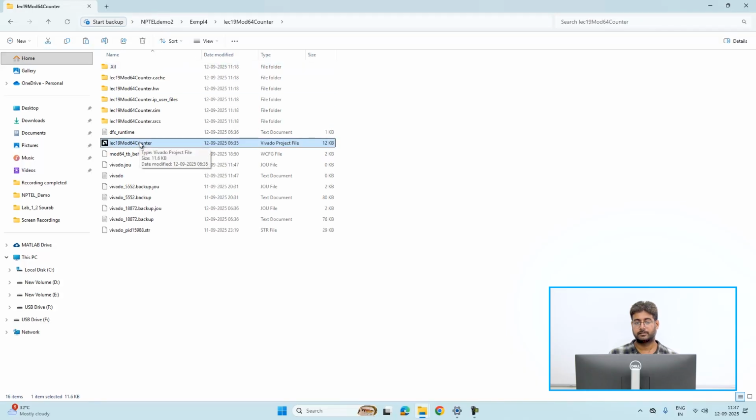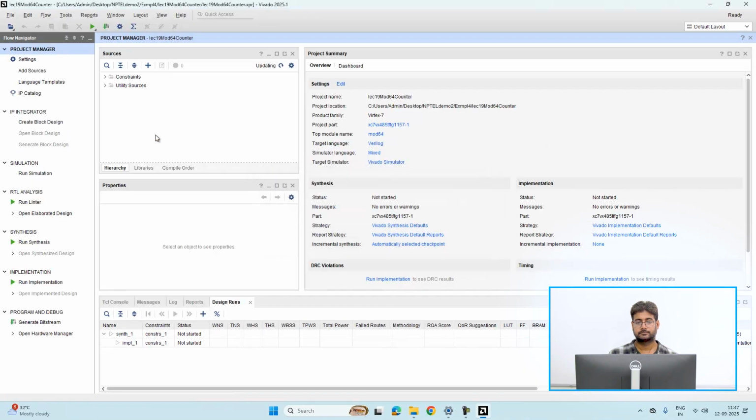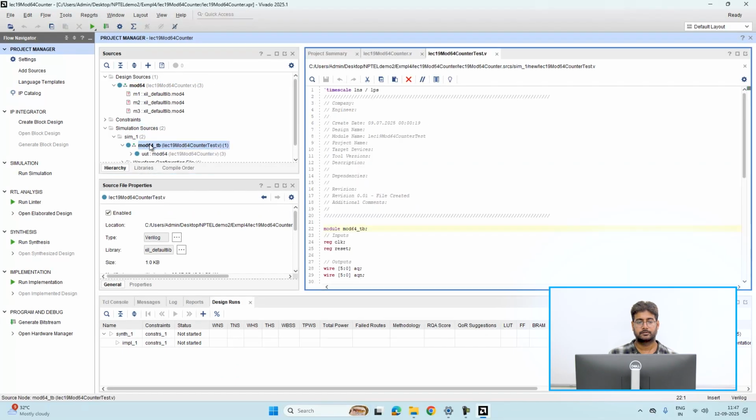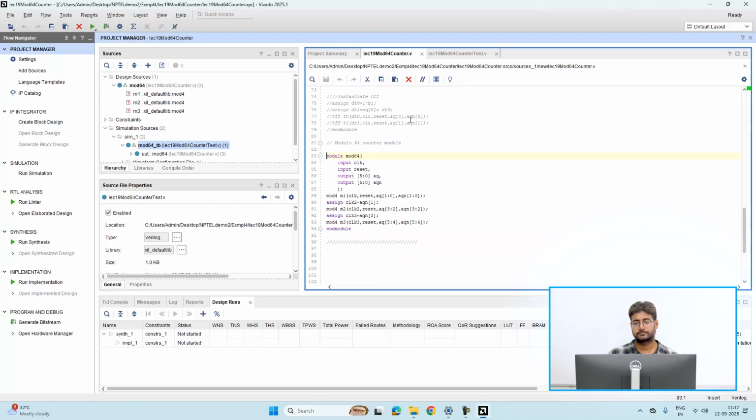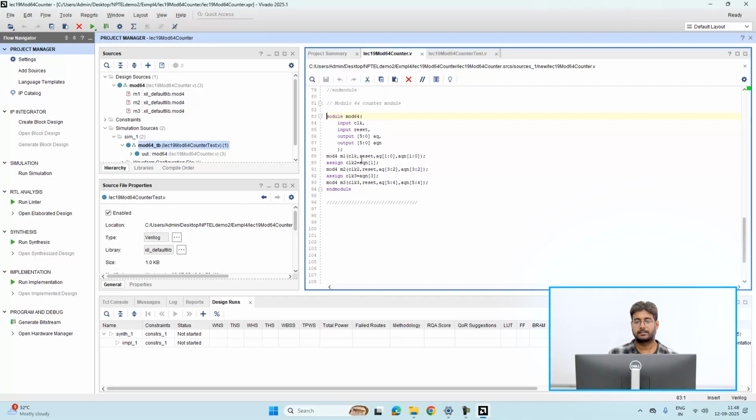We have the code here. So it is updating. We have the previous modules defined already. We can directly instantiate it like this. No need to write all the modules here once again. It is directly instantiated using this mod 4. Mod 4 was the module name for mod 4 counter.